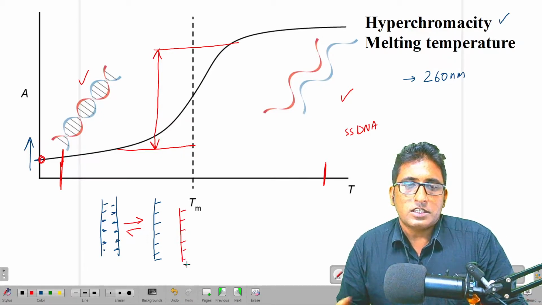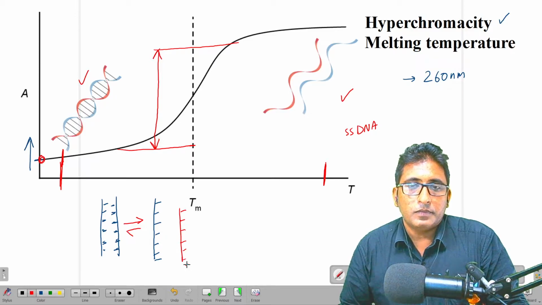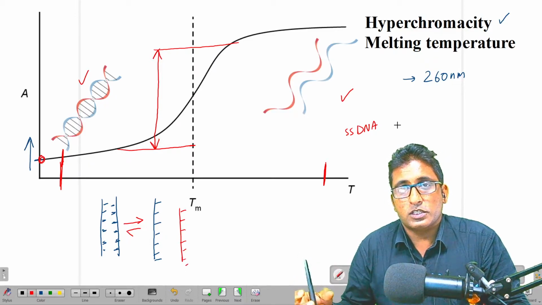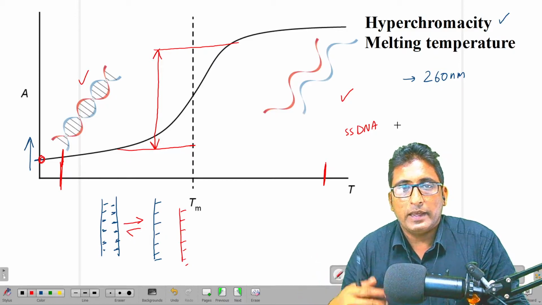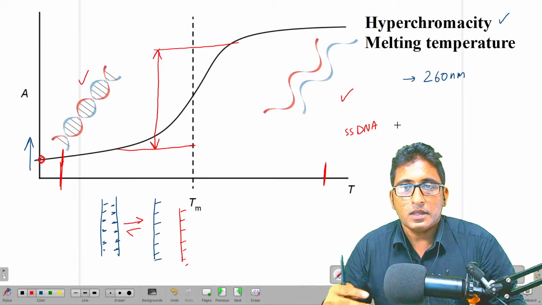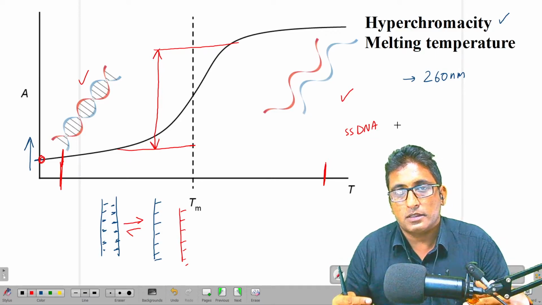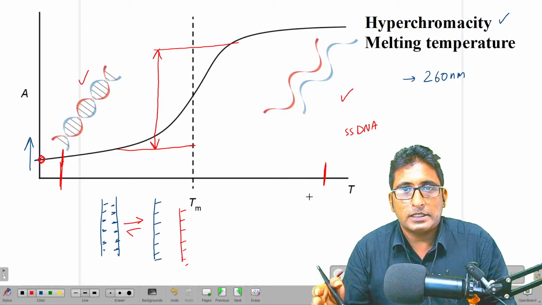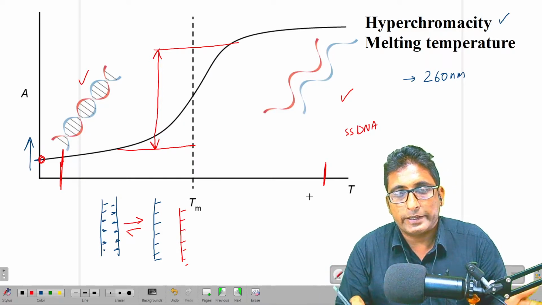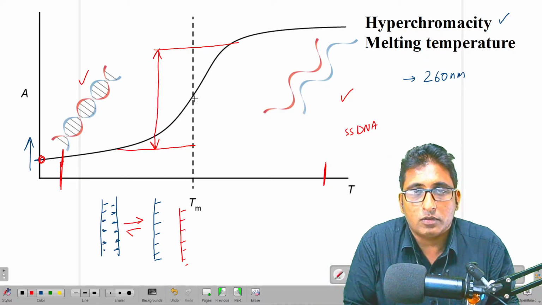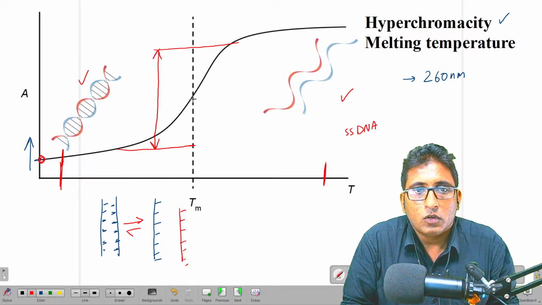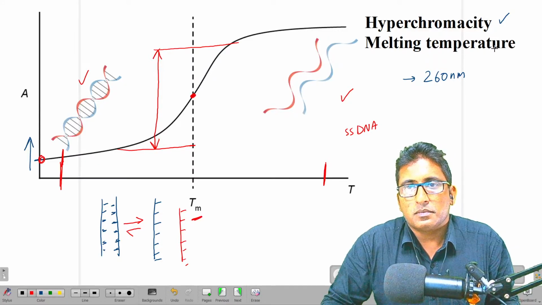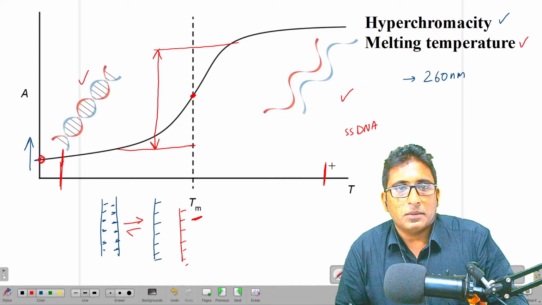When we are estimating different DNA based on their base composition or the solutions in which they are present, there will be differences in the hyperchromicity. To have an accurate value, or to designate a value to the nucleic acid or the DNA or genome, for example, we use a point called Tm, which means the melting temperature.